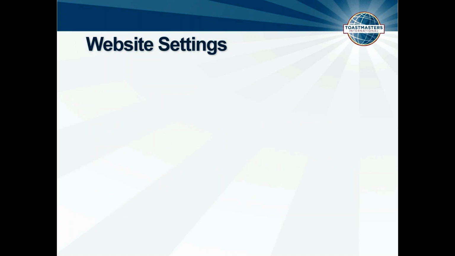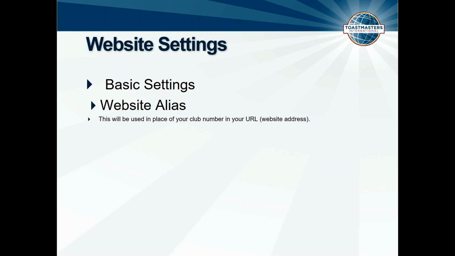The next thing that you're going to look at in basic settings is your website alias. So this is where you can use this in place of your club number in the URL. And I do recommend doing this because somebody who is looking for your website is not necessarily going to look for 7747, but they may look for New Orleans or Hammond Tangi, or they may look for something like that. So it makes it a little bit easier when you're doing your website.